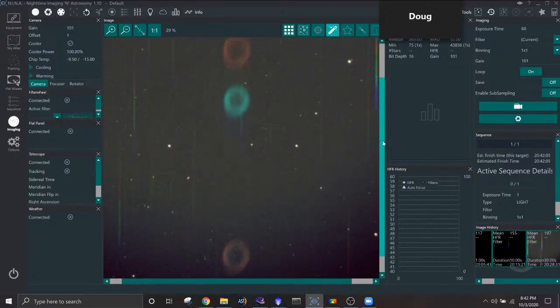Yeah. We can go to the next object. I think it's another planetary nebula. Yeah, that's the blinking planetary nebula. Okay. Yeah, we can go there.